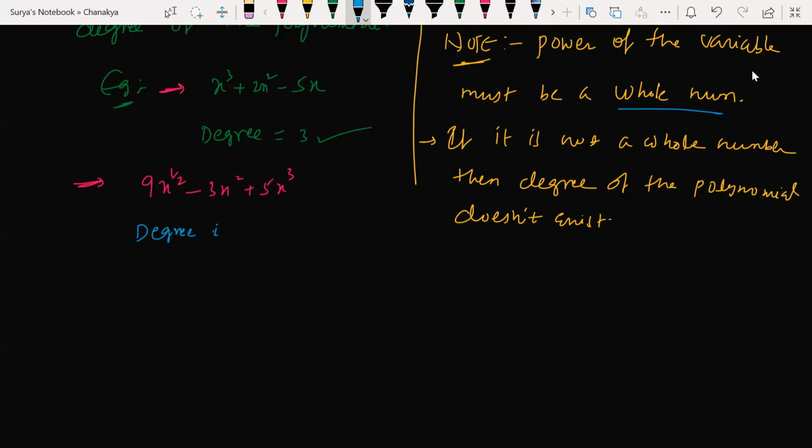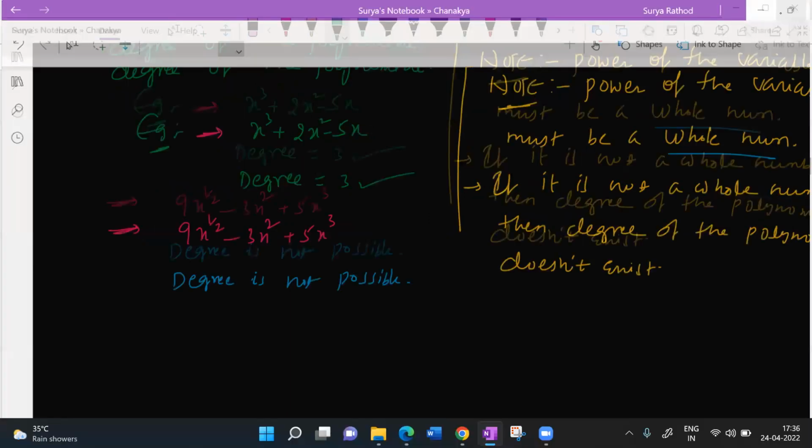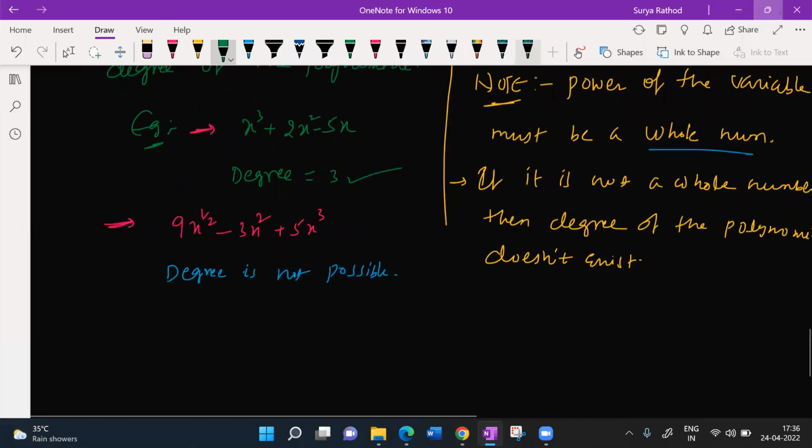Sir, in the example of degree of polynomials, is there 2m square? Sorry, what did you write? X cube plus 2m square? That is 2x square. Okay, I'll be writing everything in terms of x only, not m. Guys, I think within the 8 minutes, the meeting is going to end. You have to join again. Okay.